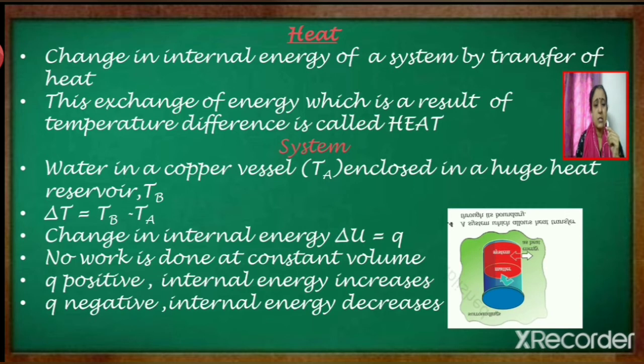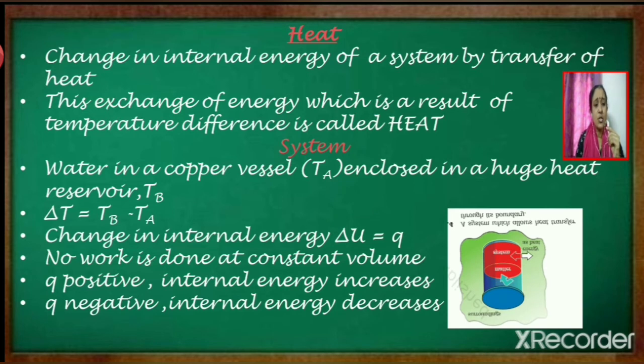Now what is the system to be taken here? The system can be water taken in a copper vessel. The container should be a conducting one. Then only there can be a transfer of heat. Now let the temperature of water in the copper vessel be taken as TA. This water in a copper vessel is the system and it is enclosed in a huge heat reservoir. The temperature of the heat reservoir is taken as TB.